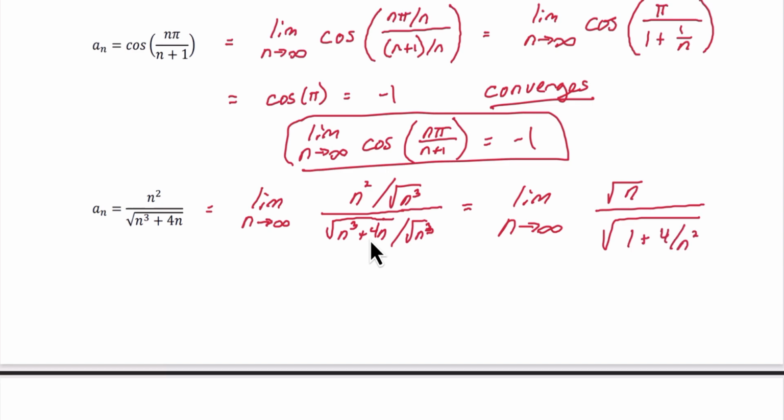And now evaluating the limit as n gets really big, in the numerator, we have the square root of n. So as n gets really big, the square root of a really big number is, again, a really big number. So we have infinity, basically, divided by 1 plus, again, if n is getting big, this fraction is 0. So we have the square root of 1 plus 0. We're getting infinity, which means that this sequence diverges.